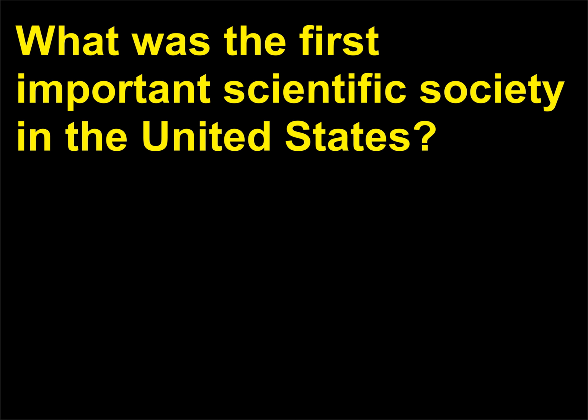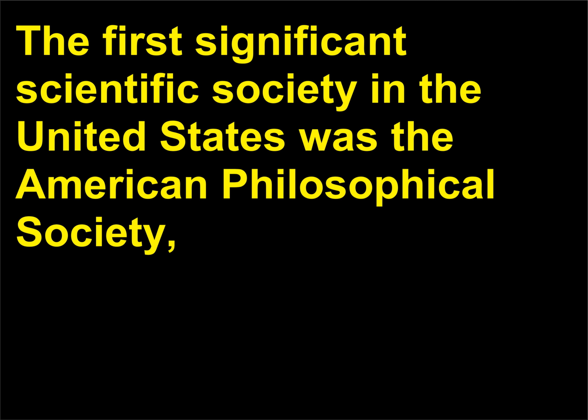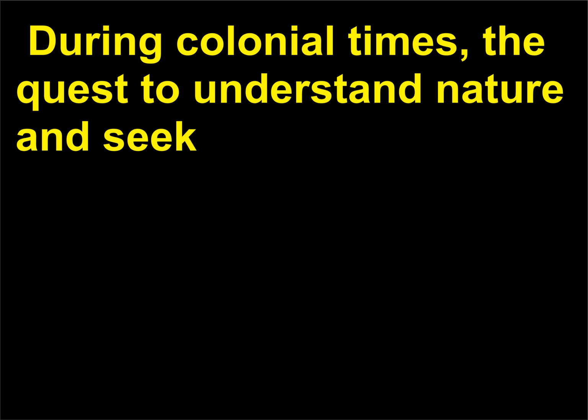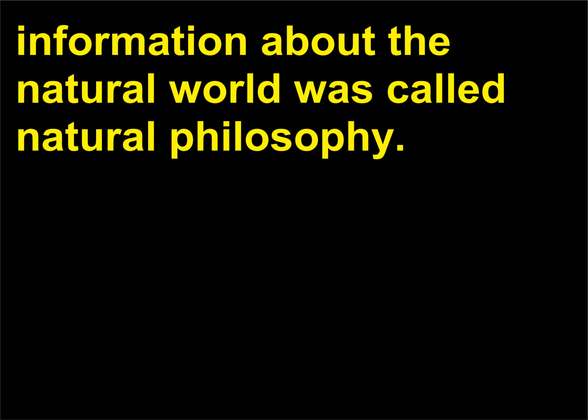What was the first important scientific society in the United States? The first significant scientific society in the United States was the American Philosophical Society, organized in 1743 in Philadelphia, Pennsylvania, by Benjamin Franklin, 1706 to 1790. During colonial times, the quest to understand nature and seek information about the natural world was called natural philosophy.